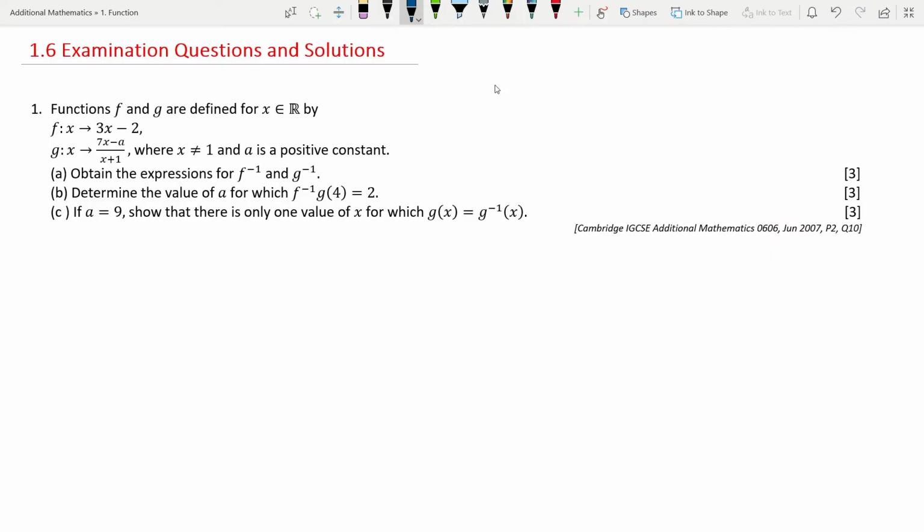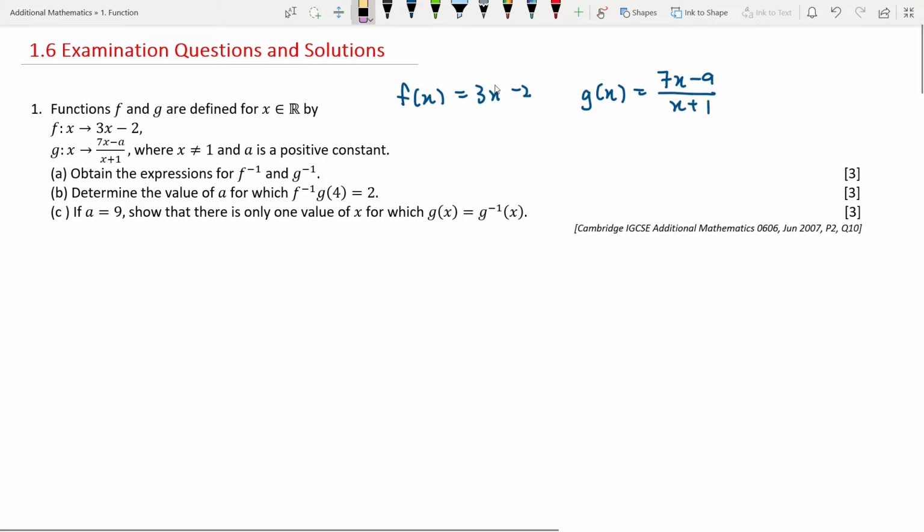Question 1. Functions f and g are defined for x an element of the real numbers by function f such that x is converted into 3x minus 2, and function g such that x is converted into (7x minus a) over (x plus 1), where x is not equal to 1 and a is a positive constant. Function f of x is equal to 3x minus 2 and function g of x is equal to (7x minus a) over (x plus 1).